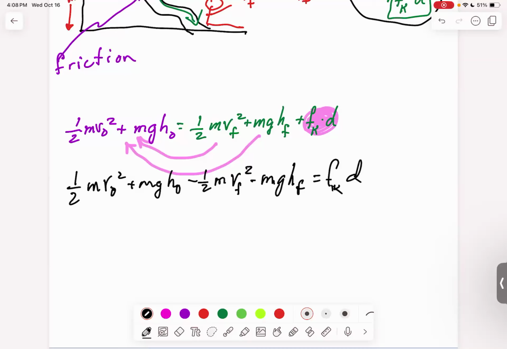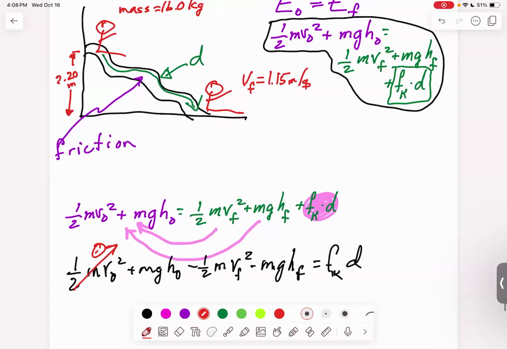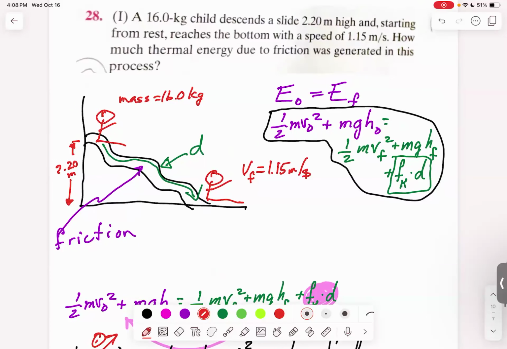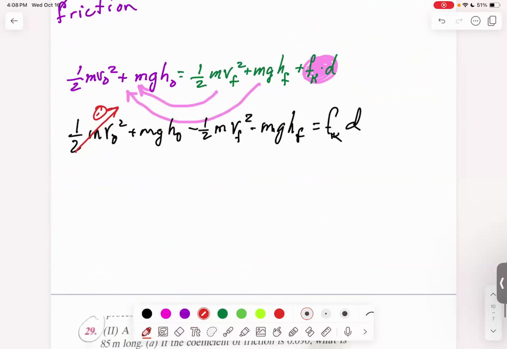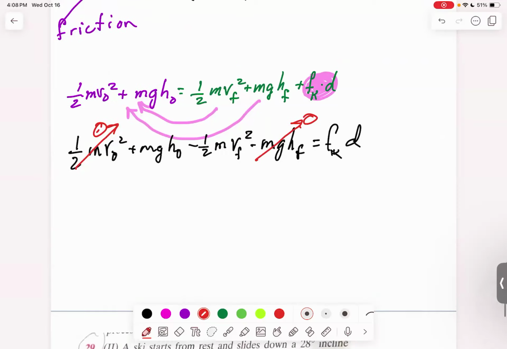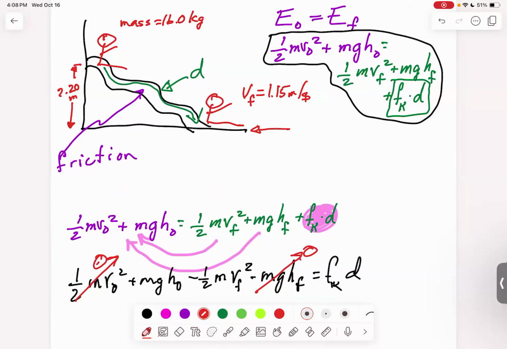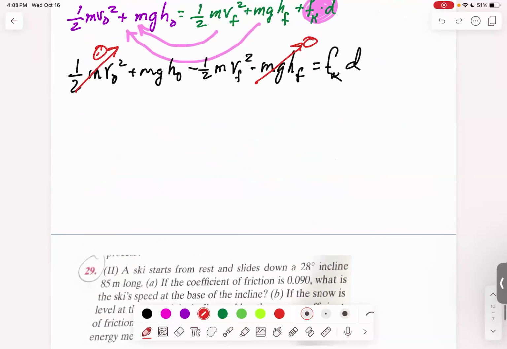So let's keep in mind a couple things are going to go away here. Our initial velocity, when we start off, we assume that the child had no initial velocity. It started from rest, so we can send that to 0. And we're going to say that the ground is going to be our final height. So at this point right here, this is our H final equal to 0 meters. And so we have that nice formula, and let's see what we get.